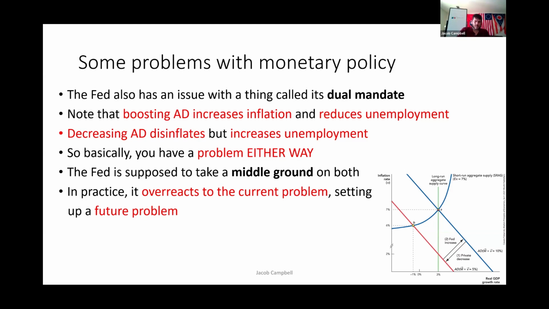Why is this? Well, think back to your Keynesian model. Whenever aggregate demand goes up, inflation goes up, but unemployment goes down. And whenever aggregate demand goes down, inflation goes down, but unemployment goes up. There's essentially a trade-off.